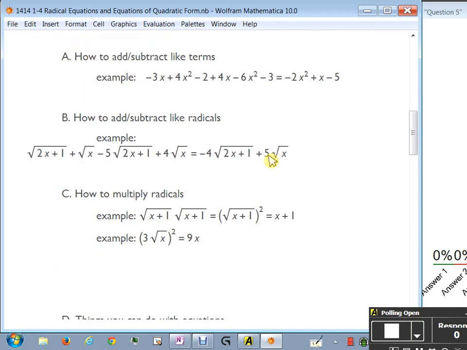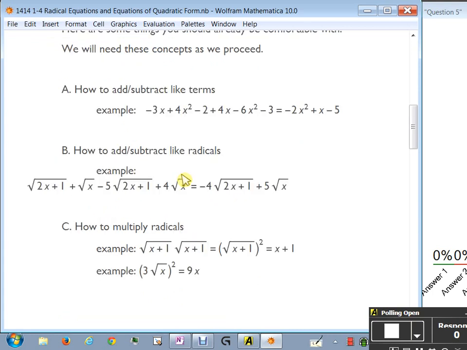Something a little less well-known, people have trouble with this: adding like radicals. So what does it mean to be a like term? Like terms mean x and x can go together. X squared and x can't go together, right? They have to be the same variable raised to the same power.